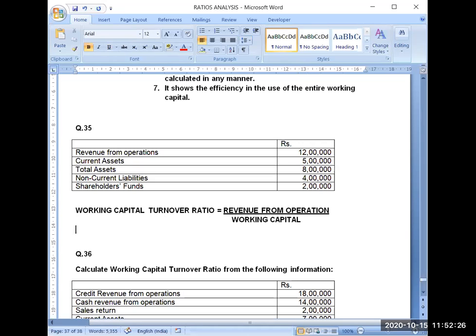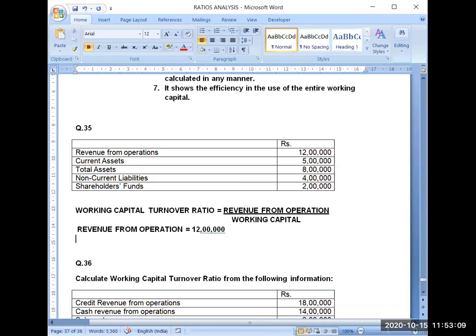Yes, let's see. It's good that you are solving. Now it will be equal to, now revenue from operations is given, 12 lakh, but working capital we have to calculate. So first we will write the information given in the question itself so that it becomes easy for the examiner to check. Revenue from operations is given 12 lakh.